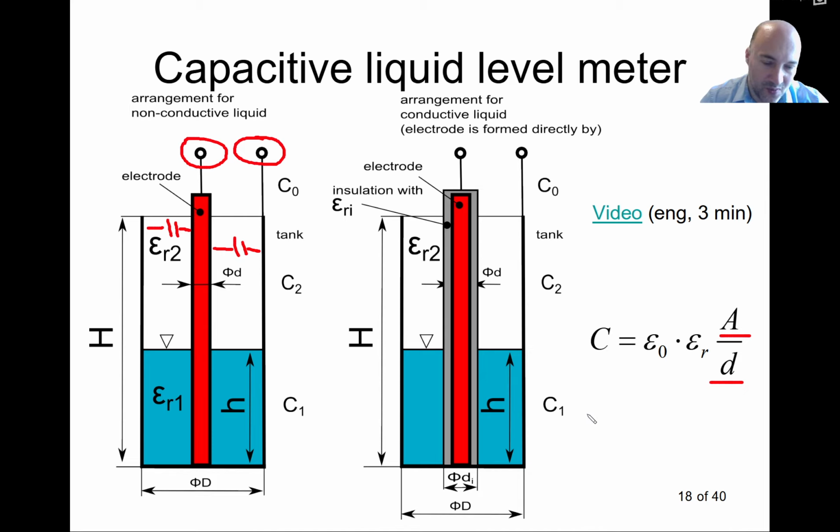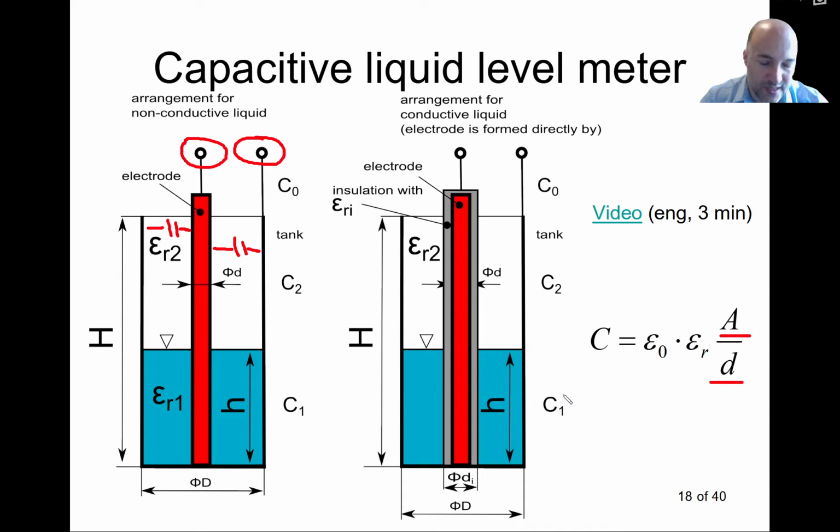It gets a little bit more difficult when you have a conductive liquid. And by the way, water is also a conductive liquid. Although the conductivity is very small, for capacitive measurements you need to consider it as a conductive liquid. If you have a conductive liquid and if you would keep this arrangement, then obviously the liquid would short circuit your two electrodes. So you would not be able to measure the capacitance in this case. So it's clear that we need to insulate one of the electrodes.